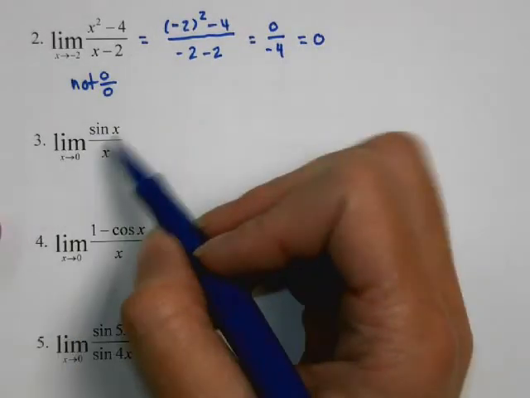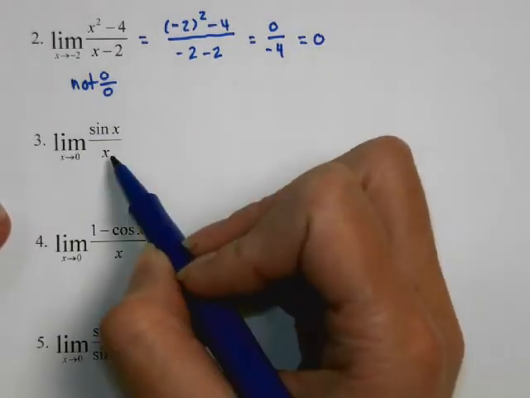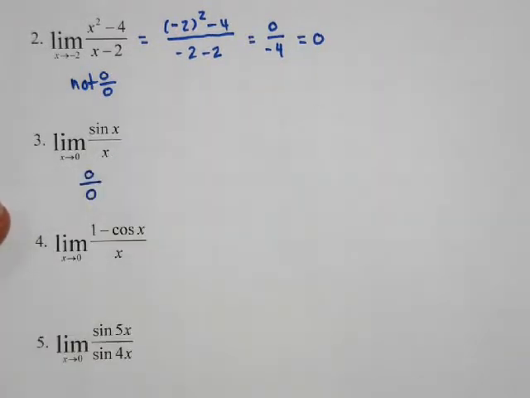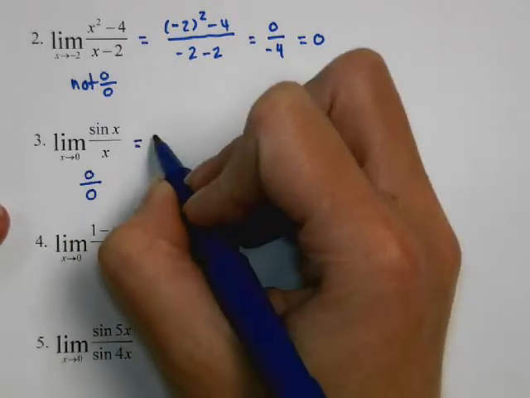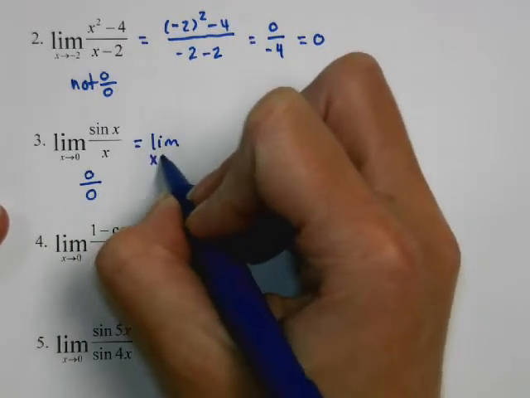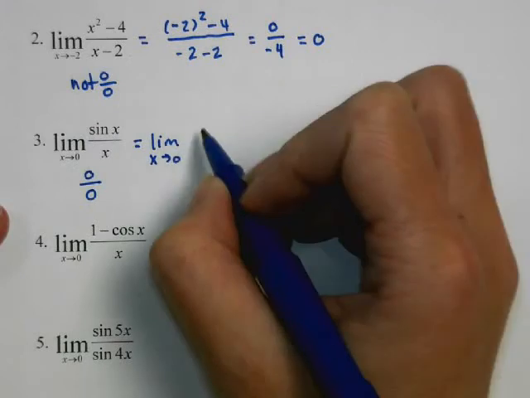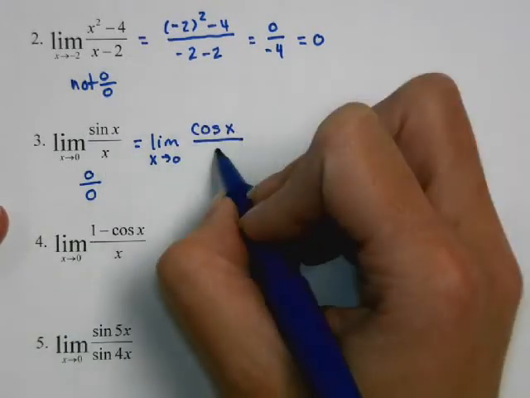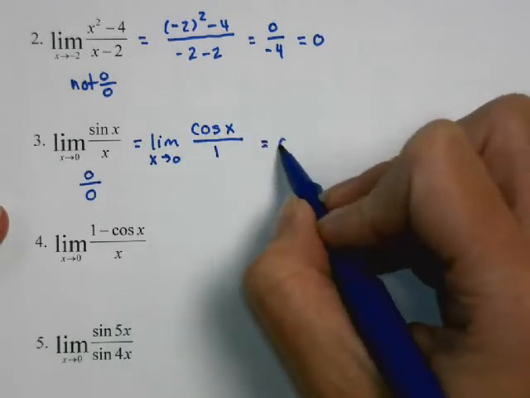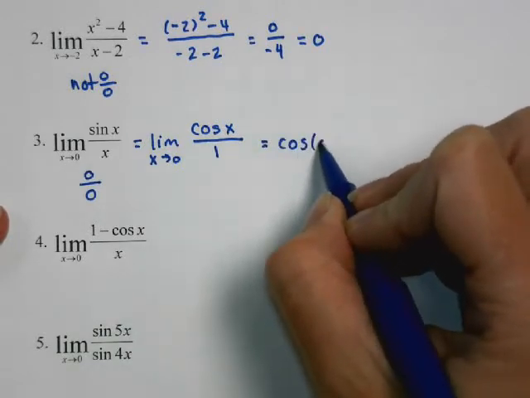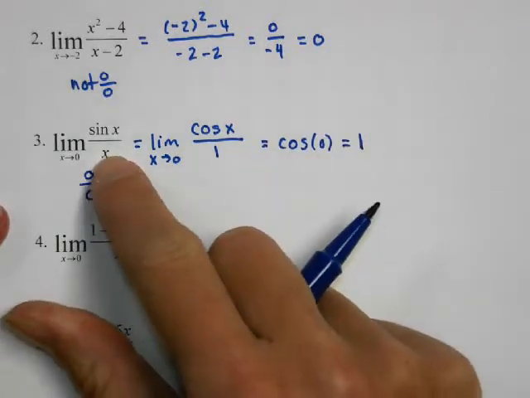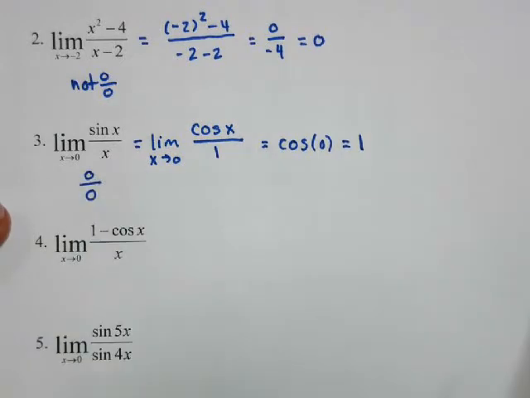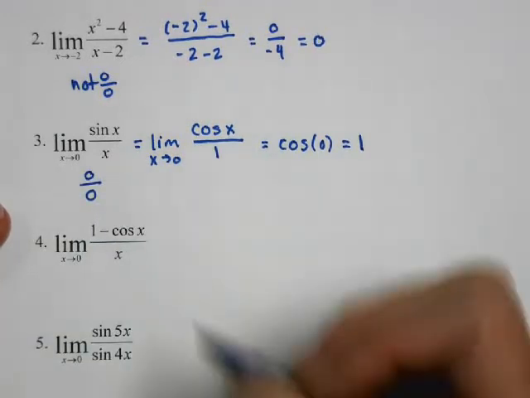All right, next one. As we go to 0, sine is going to go to 0, and x is going to go to 0. So we can use L'Hopital's rule. So this is going to be the limit as x goes to 0. The derivative of sine is cosine of x. Derivative of x is 1. So this is just the cosine of 0, which is 1. And this was one of the limits at the beginning of the semester we discovered graphically is 1.